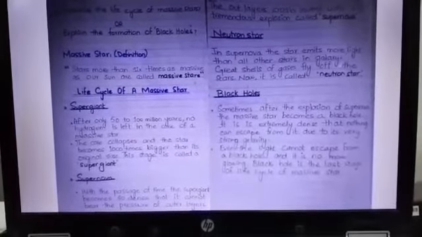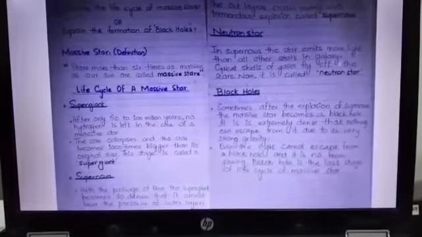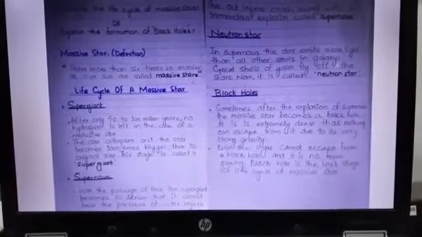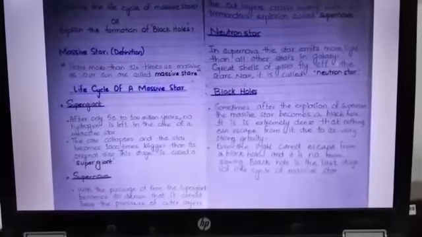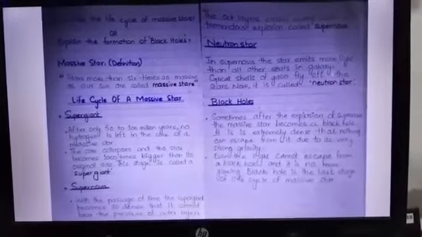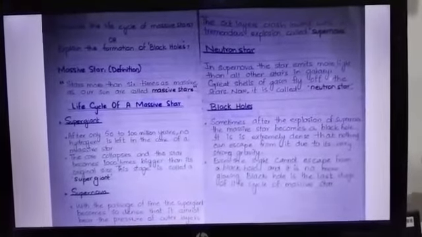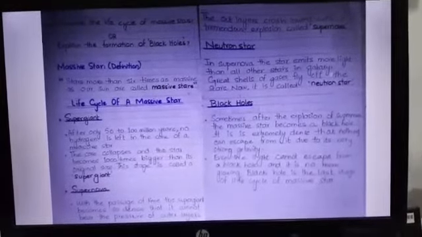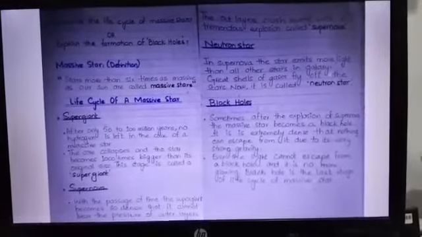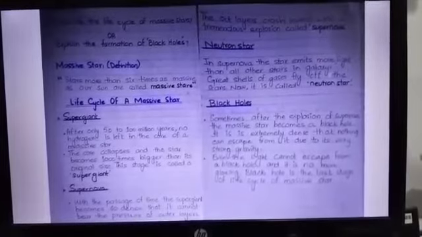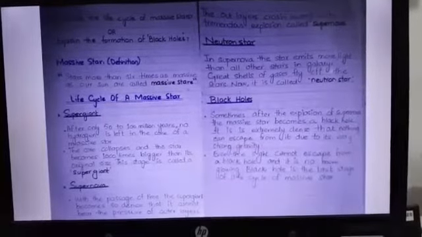This stage is called a supergiant. Supernova. With the passage of time, the supergiant becomes so dense that it cannot bear the pressure of outer layers. The outer layers crash inward with a tremendous explosion called supernova. Neutron star. In a supernova, the star emits more light than all the stars in the galaxy. Great shells of gases fly off the star. Now it is called a neutron star.